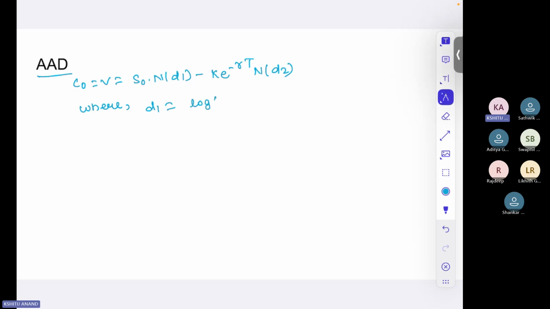d1 will be log of S naught by K plus r plus sigma square by 2 times T, divided by sigma root T. Okay, so this is your d1, and what is d2? d2 is d1 minus sigma root T. So first of all, you find out d1. Once you find out d1, you can get d2, and once you get d1 and d2, you can simply put them into this formula to find out the current option value. So that's what the Black-Scholes formula is, right? I don't think anyone will be having any issue so far.